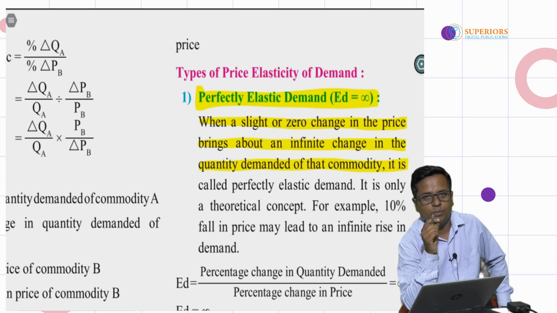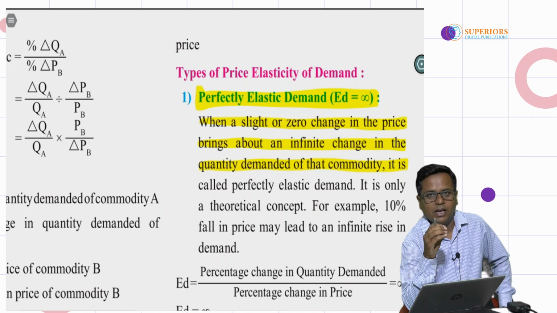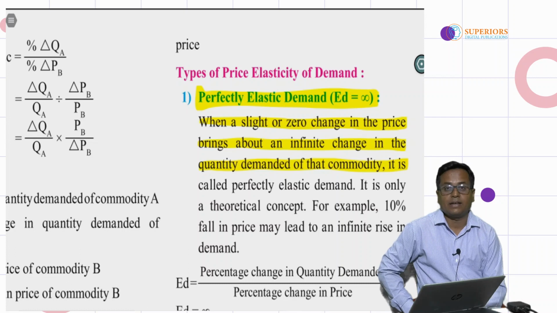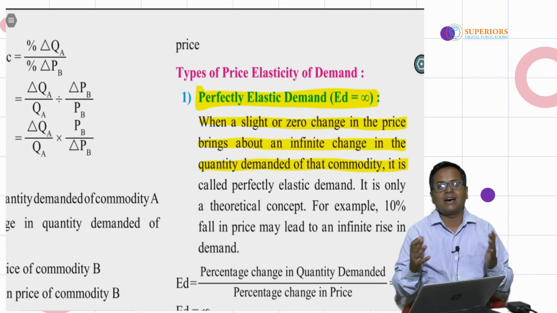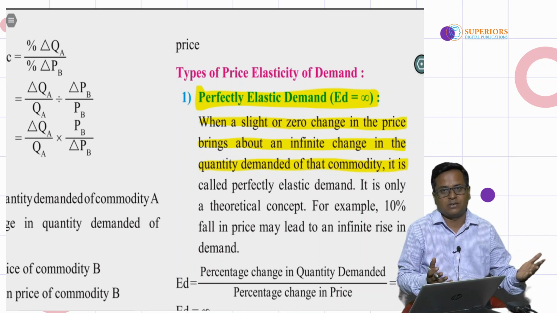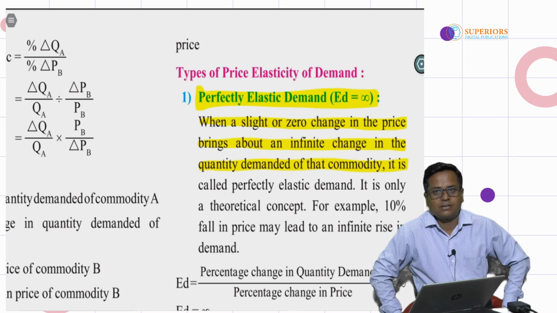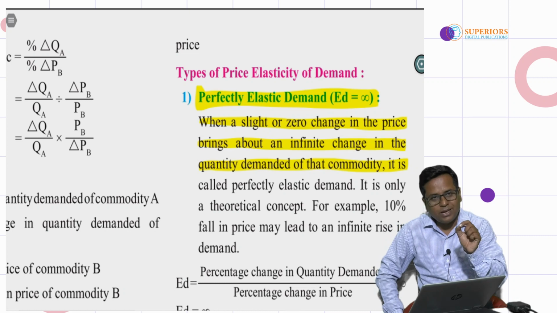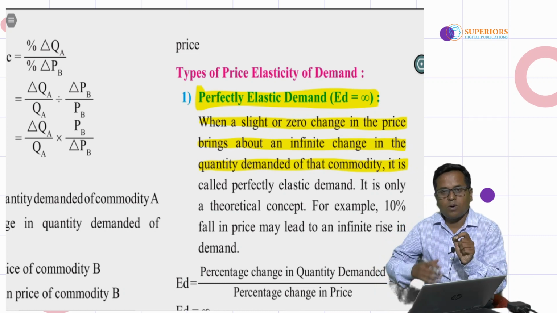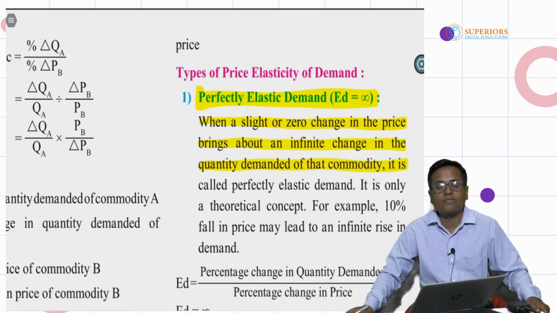Demand is said to be perfectly elastic when quantity demanded of a commodity changes infinitely due to a slight change in its price or zero change in its price. Zero change in its price means there is no change in price of a commodity, but still the demand changes infinitely. Demand changes by a very large extent even though there is no change in its price, or a very slight change in price. That happens in case of gold. A very small change in price causes a big change in quantity demanded of gold.